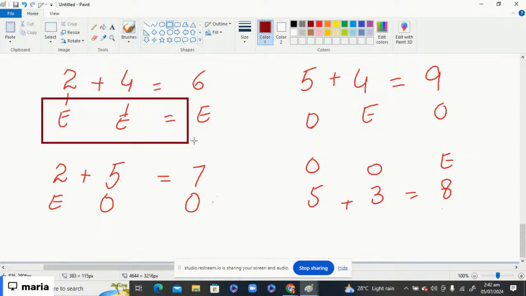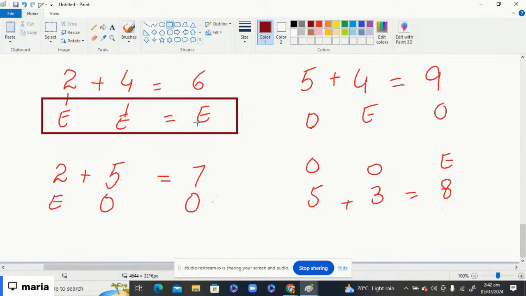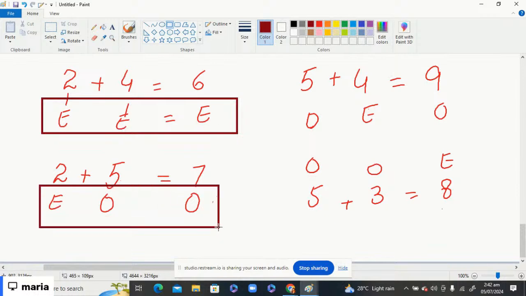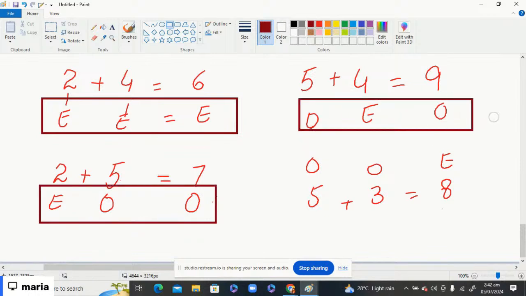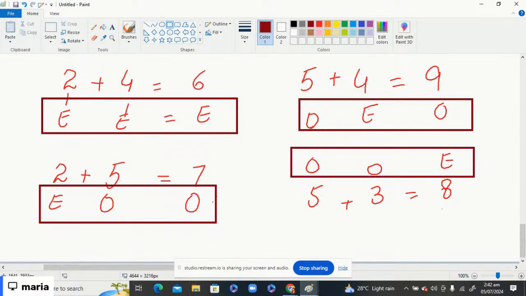Okay, look at the first one. If two evens are added, then you get the answer even. If one even and one odd is added, the answer is odd. One odd, one even is added, the answer is odd. Two odds are added, then you get the answer even. Understand? This is in the case of addition.